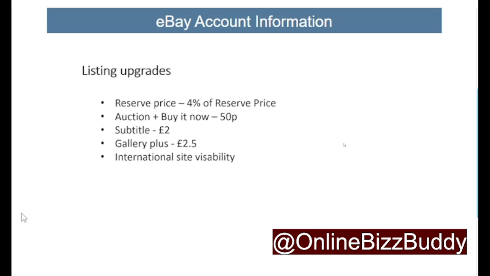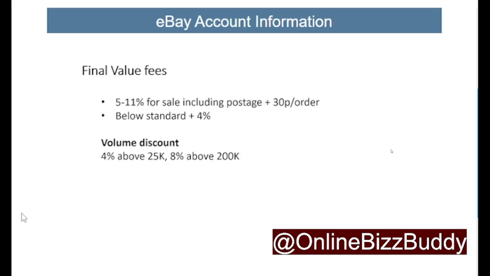Gallery Plus is a feature. When the user rolls their cursor over a picture, it shows a larger version in the search results. This is free in some categories, but others are charged at £2.50. Finally, international site visibility allows your listings to appear in the standard search on international eBay sites. Typically, listings which are not domestic would appear at the bottom of the normal search results under the heading More Items from International Sellers.